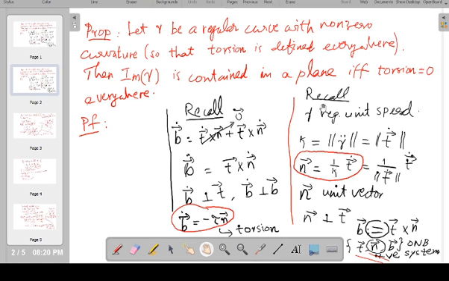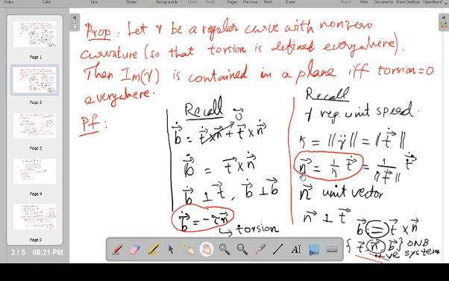So let us recall some definitions before proving this proposition. For a unit speed curve gamma, we defined the curvature kappa to be norm of gamma double dot, equal to norm of vector t dot. So vector t means gamma dot, vector t dot means gamma double dot, and vector t stands for the unit tangent vector.